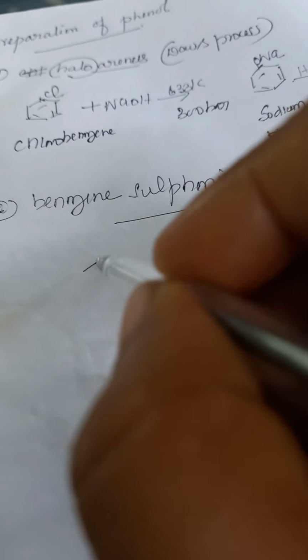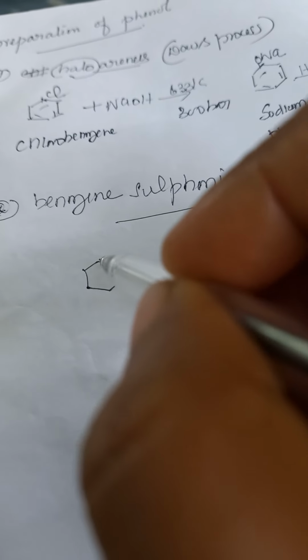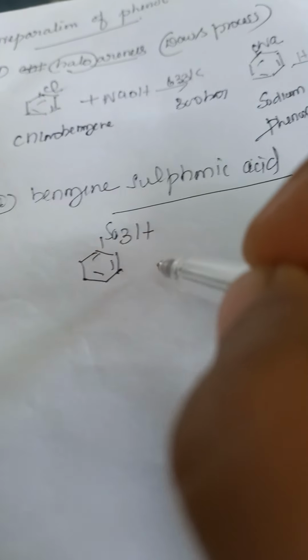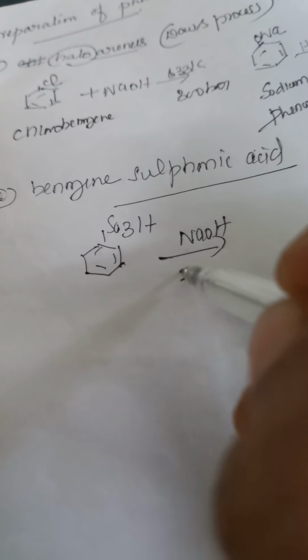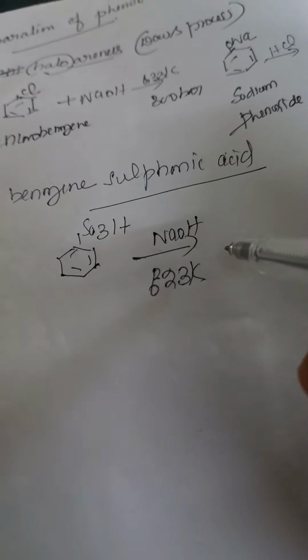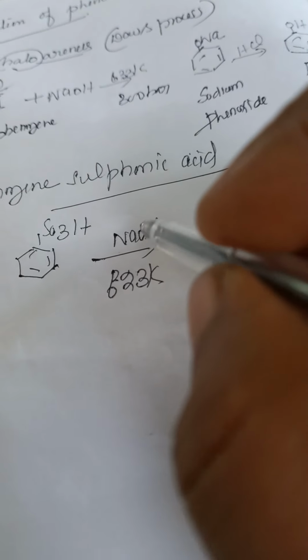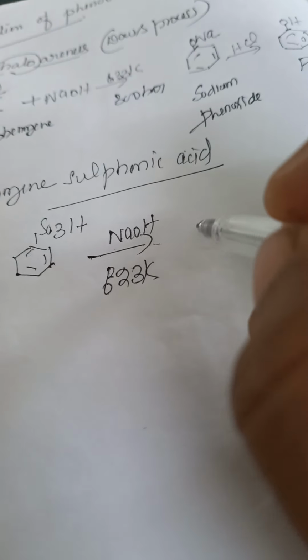Next, from benzene sulfonic acid. From benzene sulfonic acid or benzene ring, SO3H group, benzene sulfonic acid treated with NaOH at 623 Kelvin. So here this H and here HSO3 is removed, ONa is replaced.